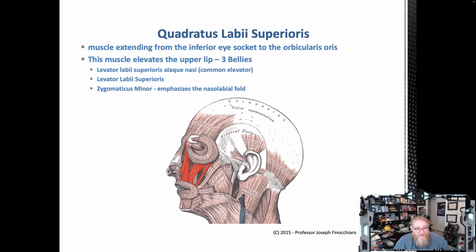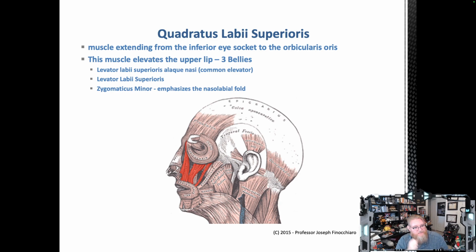You have the quadratus labii superioris, a four-part muscle that has to do with your lips, and it's the top one. A muscle extending from the inferior eye socket to the orbicularis oris. If right about now you are thanking your professors for making you memorize all those Latin medical terms, this is why. Because, here we are almost 20 years later, and you can just understand what the muscles are by their names without thinking too hard about it. This muscle elevates the upper lip.